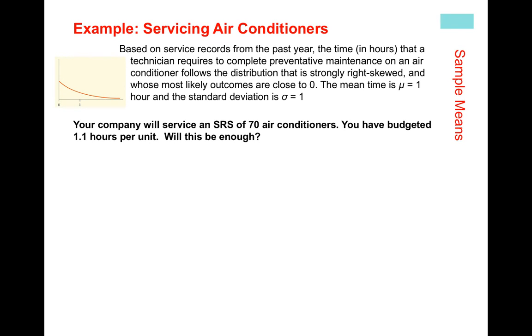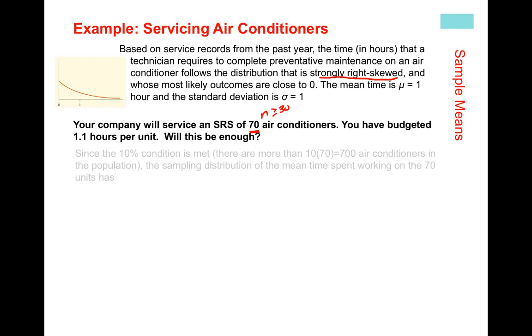So here they tell us that the distribution is strongly right skewed for the population. But it then goes on to tell us that we are going to service 70 air conditioners. So our sample size meets that greater than or equal to 30 criteria for the central limit theorem. So we're going to go ahead and use probability rules to follow through the 4-step process and answer this question of whether or not 1.1 hours budgeted per unit is enough.